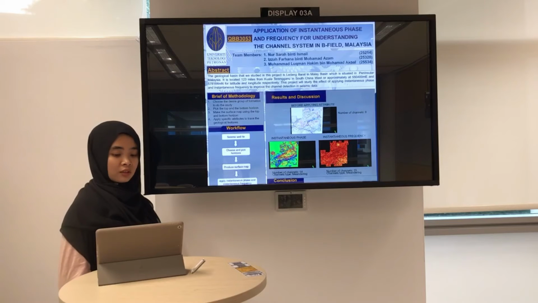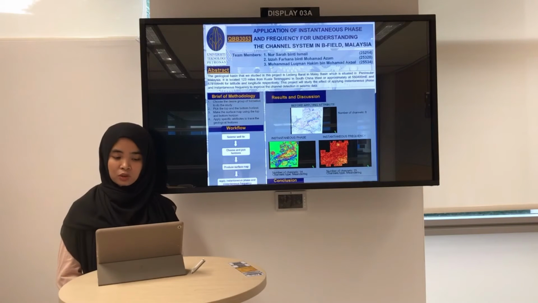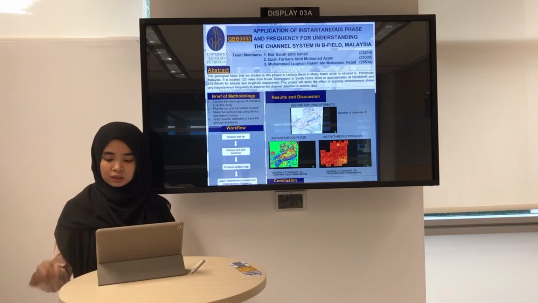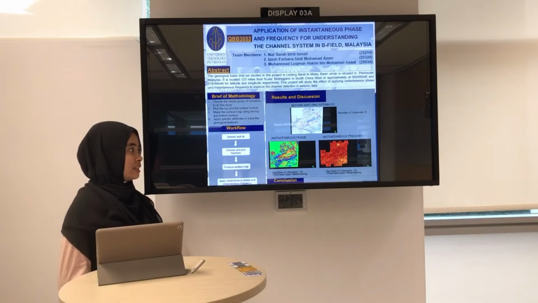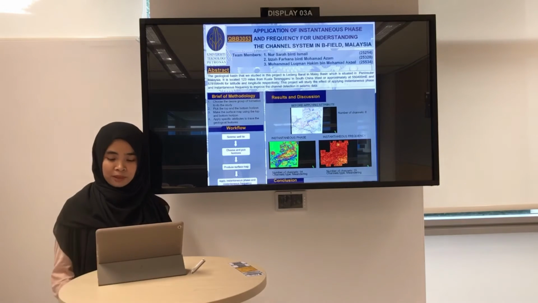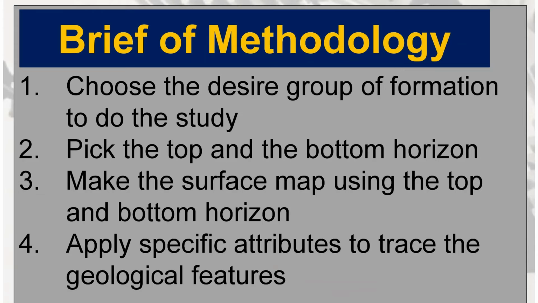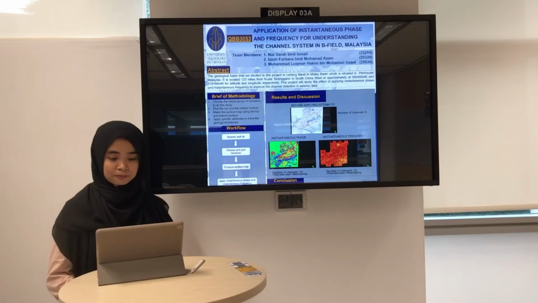Next, I will continue with the brief of methodology. In this project, it is generally done by 4 main steps. The first one is to choose the desired group of formation to do the study. Next, to pick the top and the bottom horizon. Make the surface map using the top and bottom horizon. And lastly, to apply specific attributes to trace the geological features.